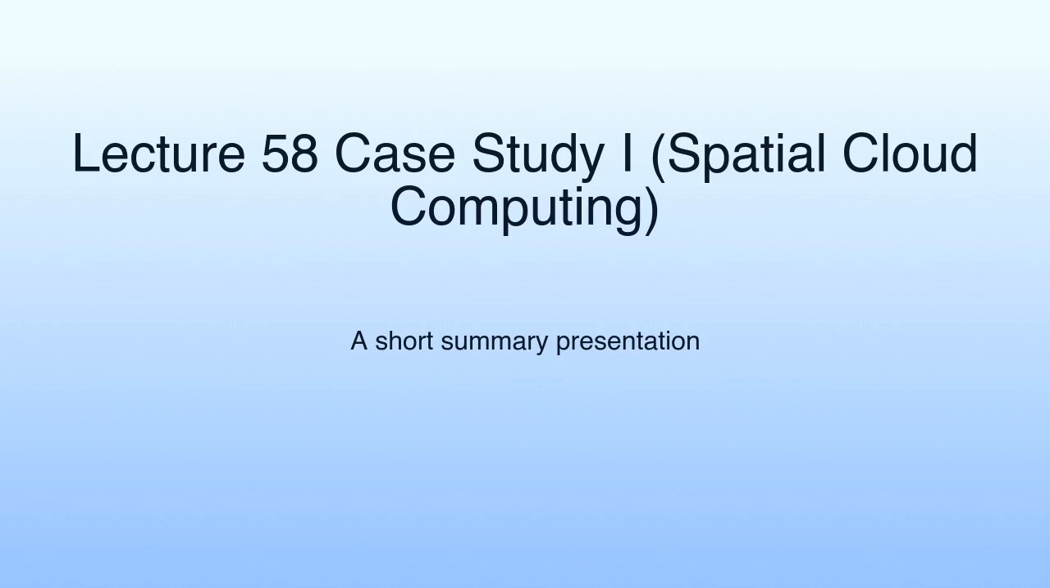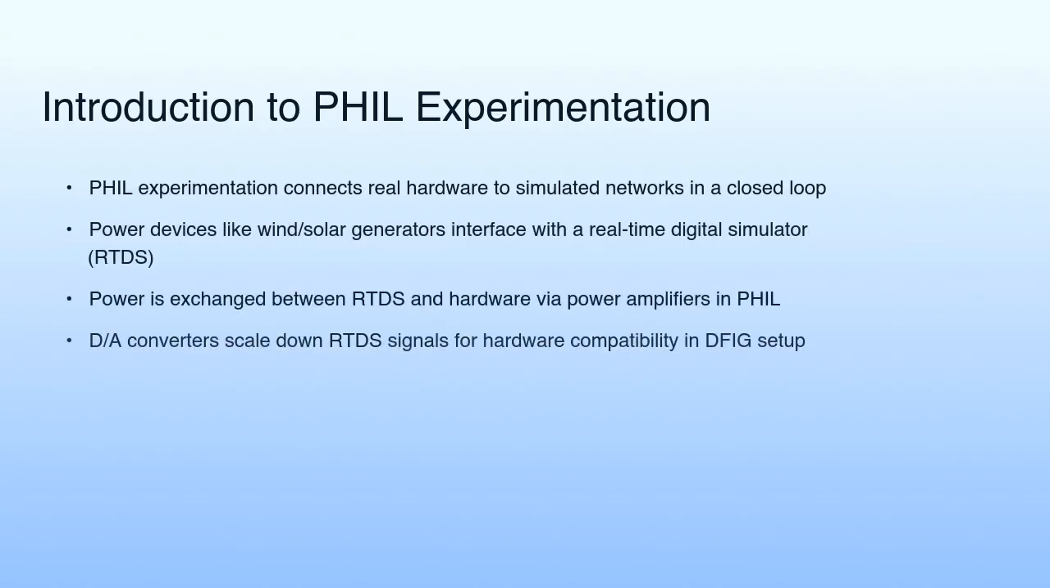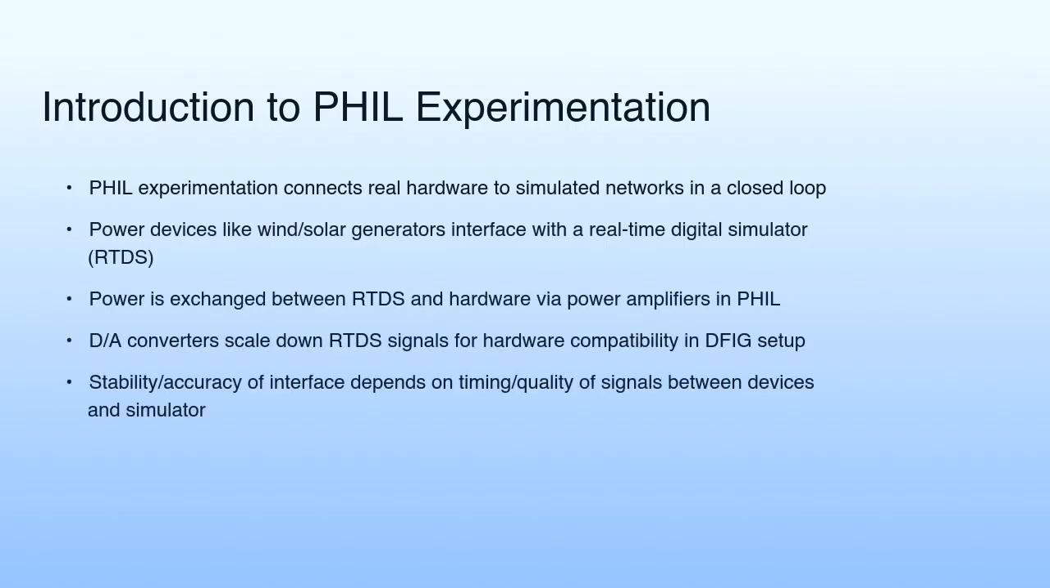Lecture 58 Case Study I Spatial Cloud Computing. In this video, we explore the concept of PHIL experimentation, which connects real hardware devices like wind and solar generators to simulated networks in a closed-loop setup. Power is exchanged between the real-time digital simulator and the hardware through power amplifiers with DA converters scaling down simulator signals for compatibility with the hardware interface.